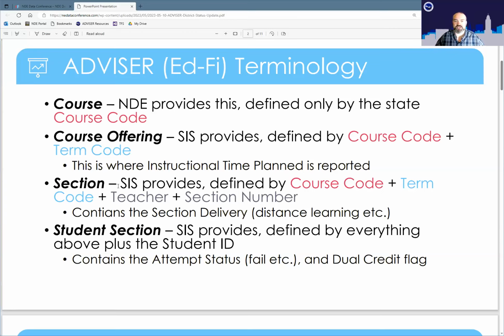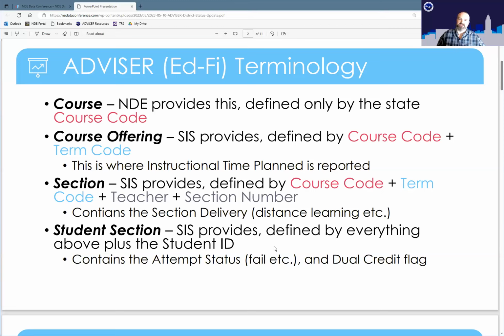Below that is the section, and I think most of us are familiar with what a section is. As advisor defines it, though, this is defined by, again, the state course code and the term code, like the above, but also now it's defined by your primary teacher and your section number or your section identifier, whatever that unique code is. So this is where the section delivery field is attached. The section as a whole is either distance learning or it's in the classroom, which is not really something I was talking about today, but I just thought I would add that.